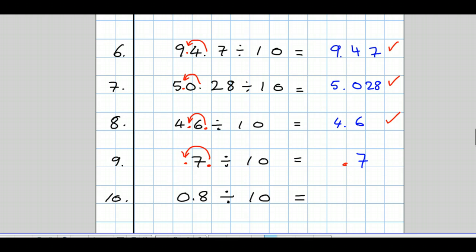But as has been pointed out earlier, you can't begin a number with the decimal point, so you have to put a 0 in front. Now, what happens here? Well, perhaps this is easier than the last two examples. We move the decimal point there, so our answer is 0.08. And you can't, as I said earlier, begin a number with a decimal point, so put the 0 there.